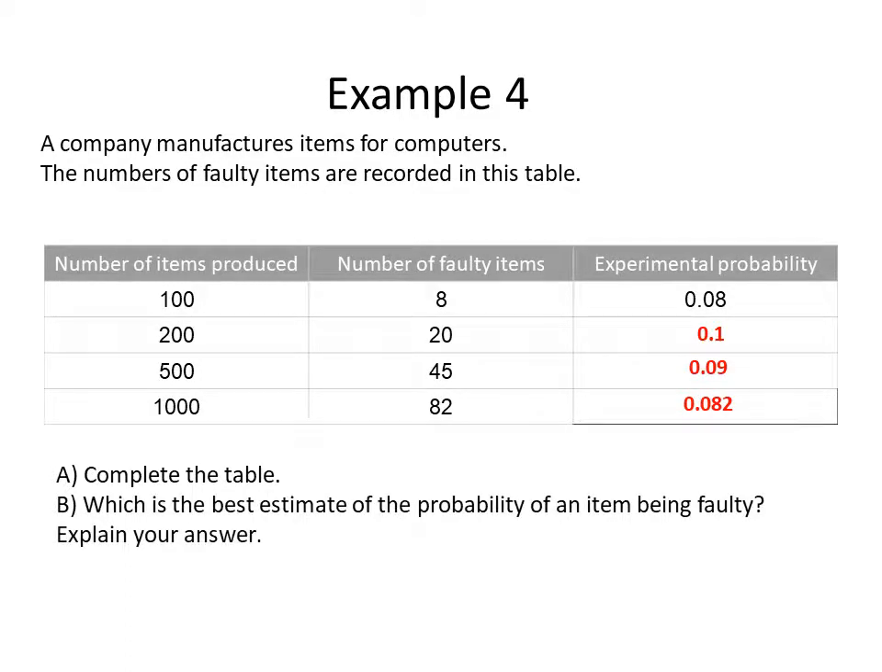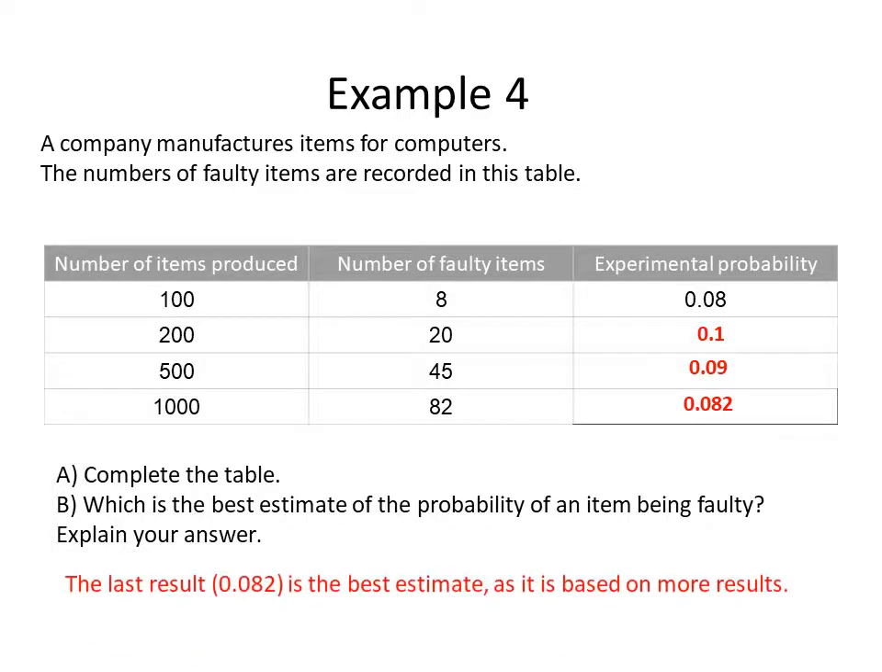Which is the best estimate for the probability of an item being faulty? Explain your answer. As we said in the previous slides, the more you repeat your experiment, the more reliable your experiment will be. So here we will depend on the highest number of items produced, because it is the highest number of experiments that we did.